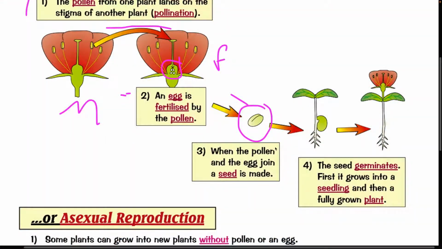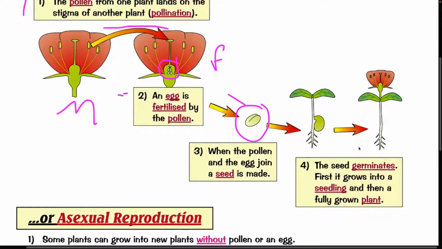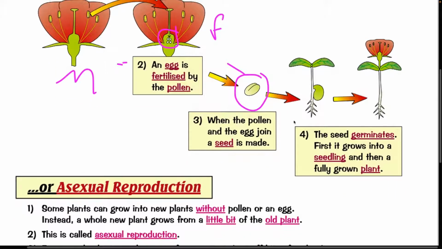So let's move on. And then, we have the fourth part right here, which is going to the end here. So the seed germinates. First, it grows into a seedling, and then a fully grown plant. Again, the seed germinates. First, it grows into a seedling, and then a fully grown plant.